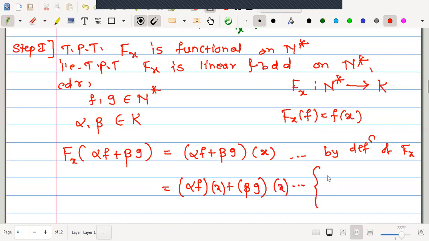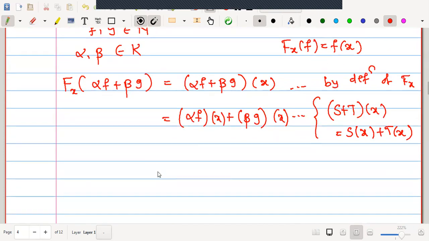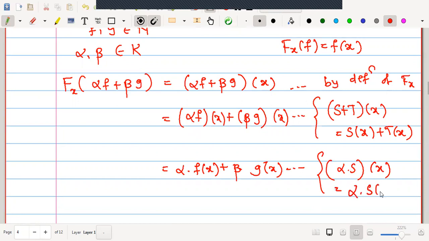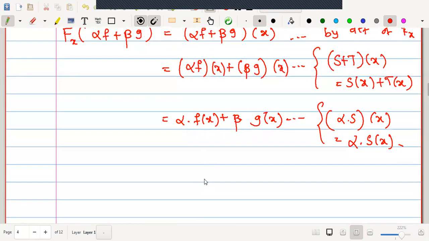This is by a definition we have seen, S and T are the two functionals, operated on x, then this is defined as S of x plus T of x. Same logic we are using. Next, we will use pointwise operation with respect to scalar multiplication. That is alpha f operated on x, we will write alpha times f of x, plus this second one we will write beta times g of x. This is by the definition alpha S operated on x is alpha into S of x. Pointwise operation of addition and scalar multiplication we have used simply.